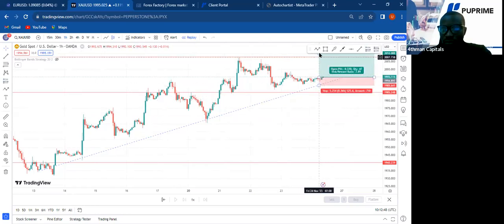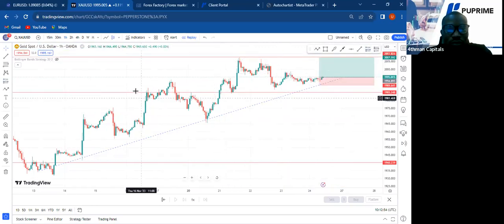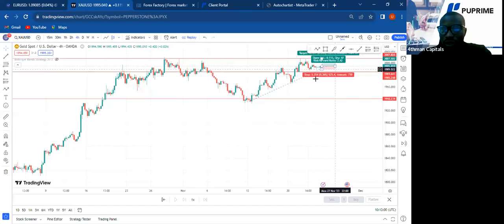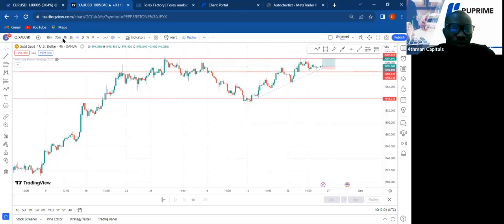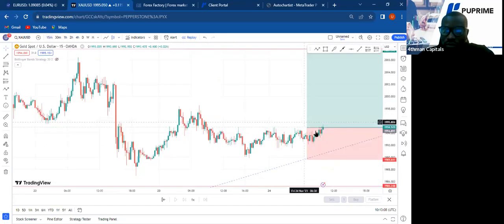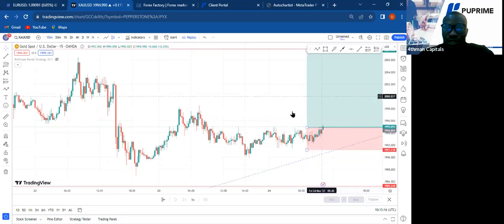Then TP here. Okay, so if you buy gold at current market price, I think you buy it to the next resistance. So buying gold is not a bad idea. Buying gold at current market price, stop loss is here, then TP to the next target.